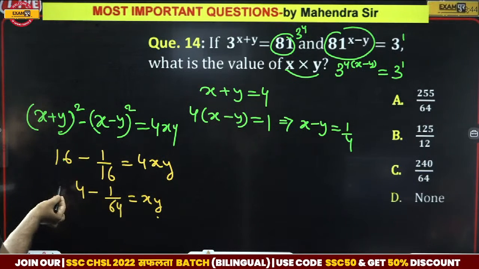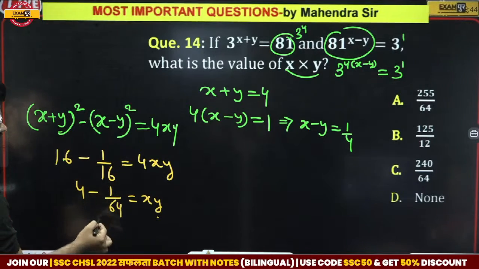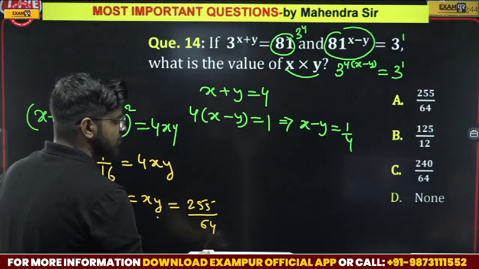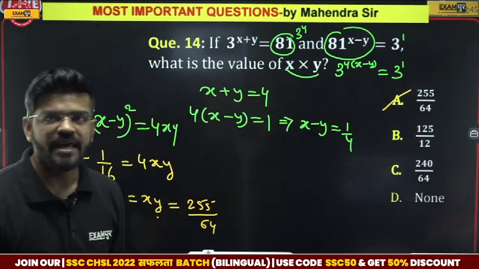Now solve this and you will get the answer. 64 4s are 256. 256 minus 1, 255. That means what will be the answer? 255 by 64. Is 255 by 64 there? Yes. Option number A is my right answer.